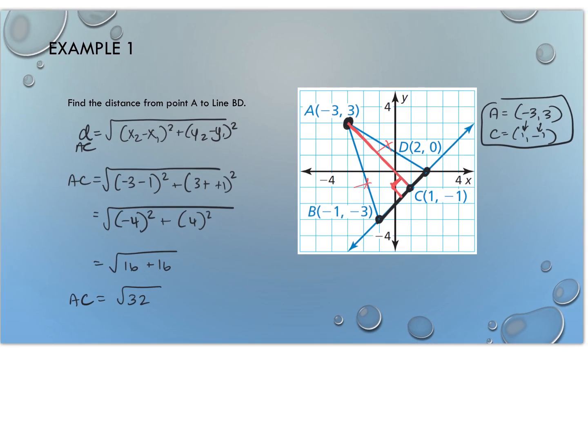If I let you use a calculator, you would plug it in and get some number between 5 and 6. Because we're probably not going to let you use a calculator, I'm going to want you to simplify this radical. I know 32 is 16 times 2, and 16 has a square root, which is 4, so I take it out, and it leaves 2. So the length of AC is 4 times the square root of 2 units long. I don't know what the units are, but whatever they are, feet, meters, inches, whatever.